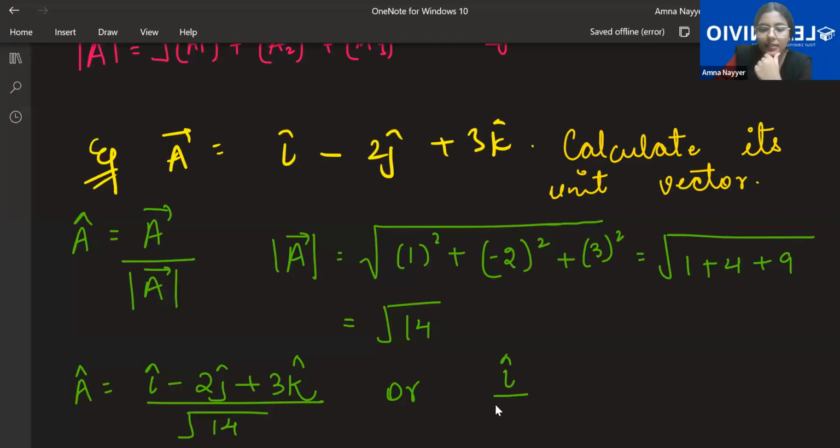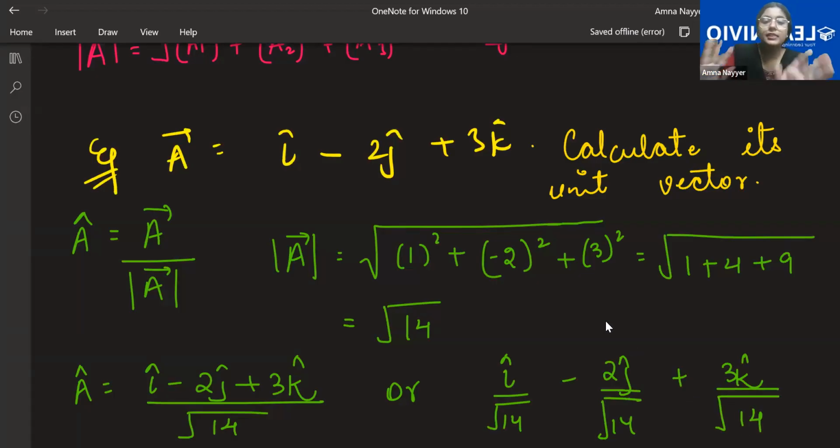So you can leave your answer like this also. Sometimes you can write your answer like this also: I cap by root 14 minus 2j cap by root 14 plus 3k cap by root 14. Now this depends on who your teacher is or how the answer is expected from you. Usually you can leave your answers like this also. That is also acceptable. But this is also the same way of writing. So if you get a question written like this, it doesn't mean that this is something new or a different concept. It's the same thing. You join the denominator, it's actually root 14 only. So that's how we write the unit vectors.